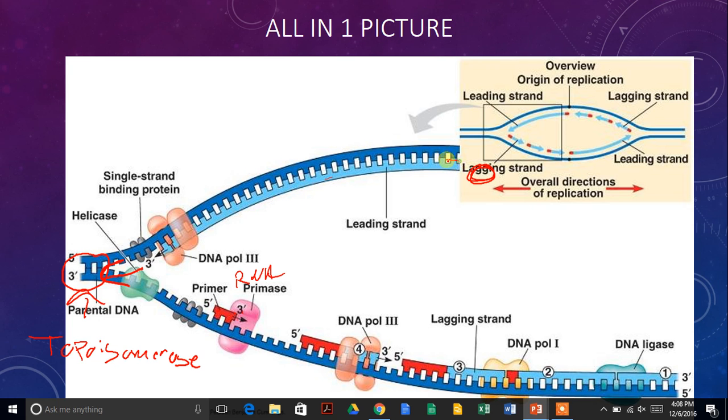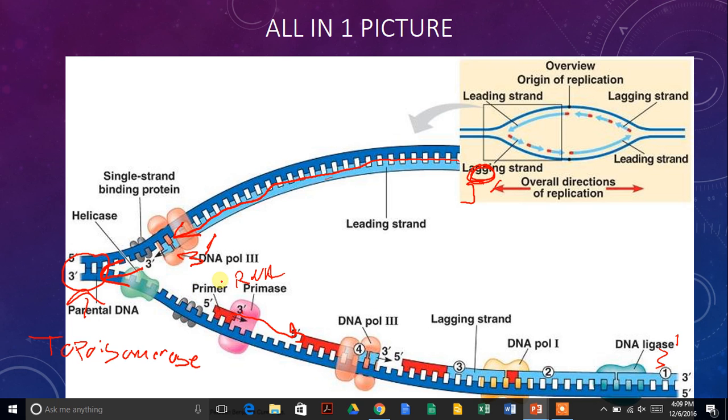DNA polymerase on the leading strand synthesizes new DNA one nucleotide at a time towards the replication fork, in a 5' to 3' direction. On our lagging strand, the 5' end is going to be towards the replication fork, the 3' end is going to be away, so it will have to keep going back, and RNA primase is going to have to keep adding primers.